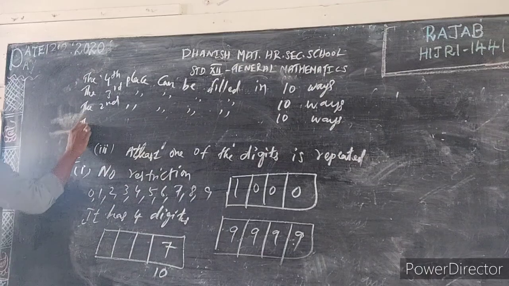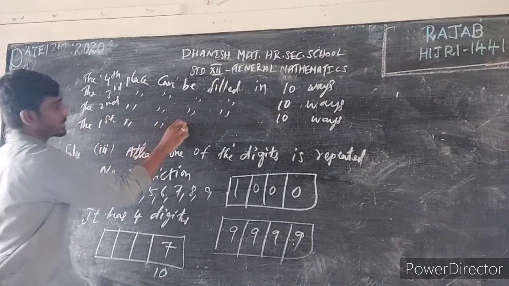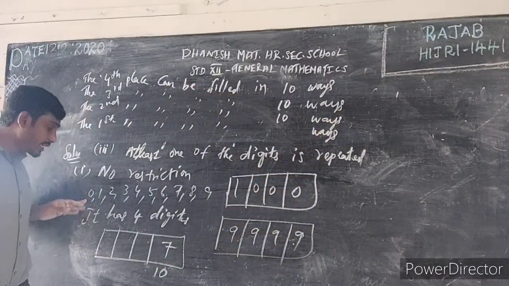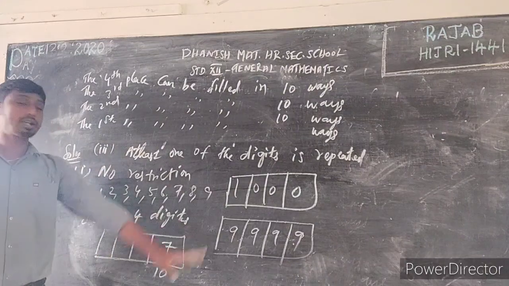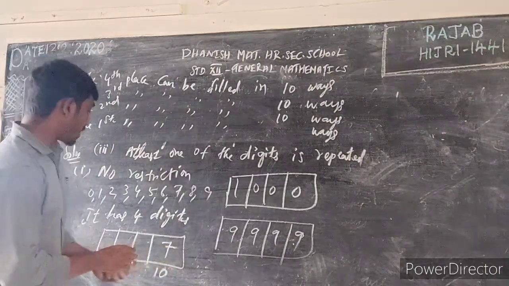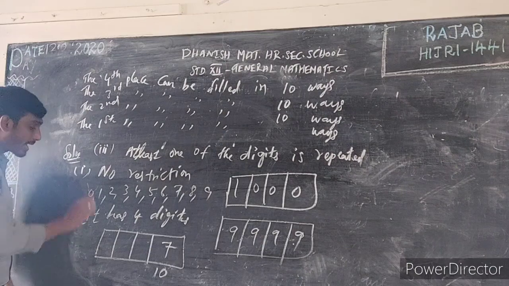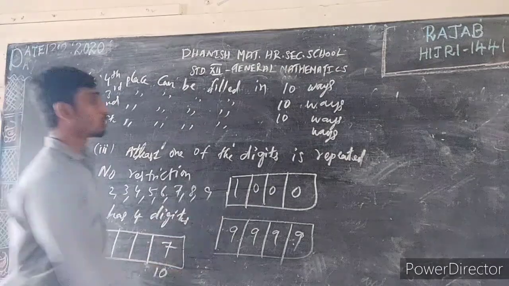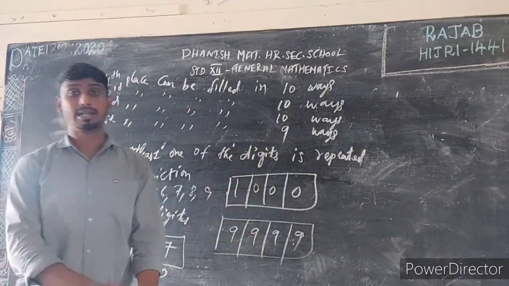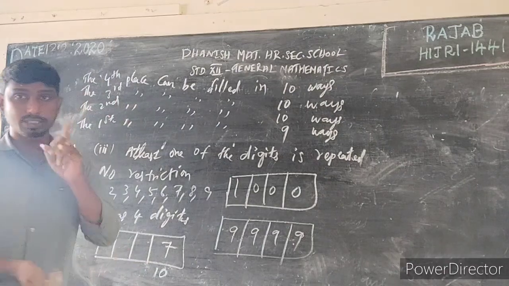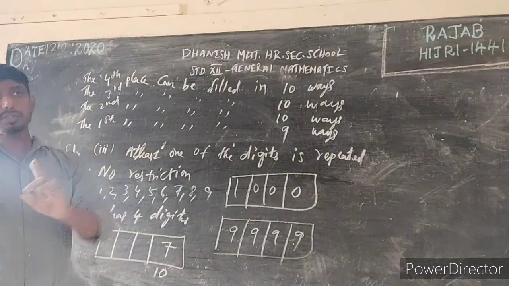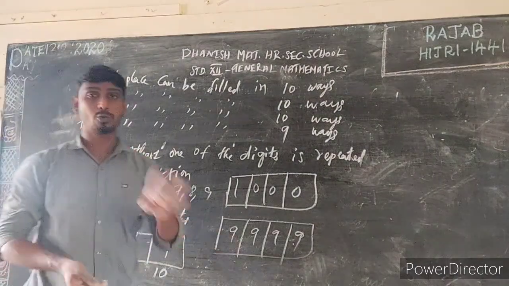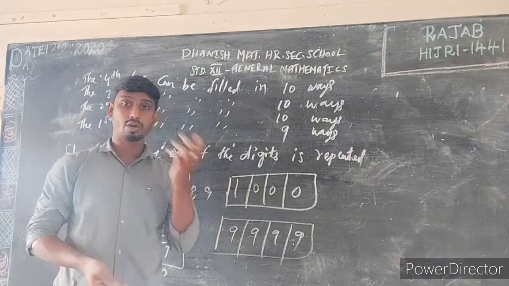Now comes the first place. There is a twist in the question. Here we are having 0, but the first place cannot be 0, so we are going to neglect this 0. What are the remaining ways here? It is 1, 2, 3, 4, 5, 6, 7, 8, 9. So the first place will have 9 ways. How is it possible? Because the first place should not be 0, as it will be a 4-digit value. If you put 0, you already know the concept.